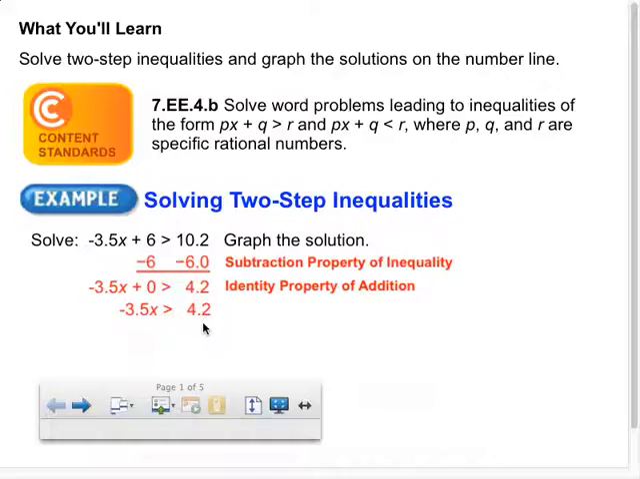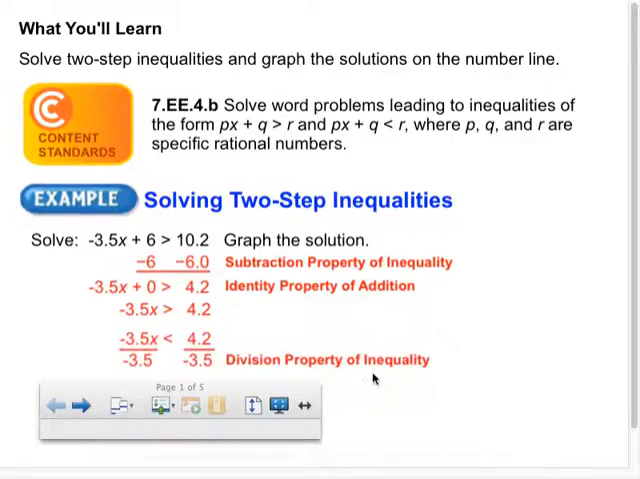So what's the next step, Miranda? How do I isolate my variable now? You have to divide by 3.5. Not 3.5, negative 3.5. And now, is negative 3.5 positive or negative? Negative. So what do we have to do? Flip the sign. I've got to flip the inequality.